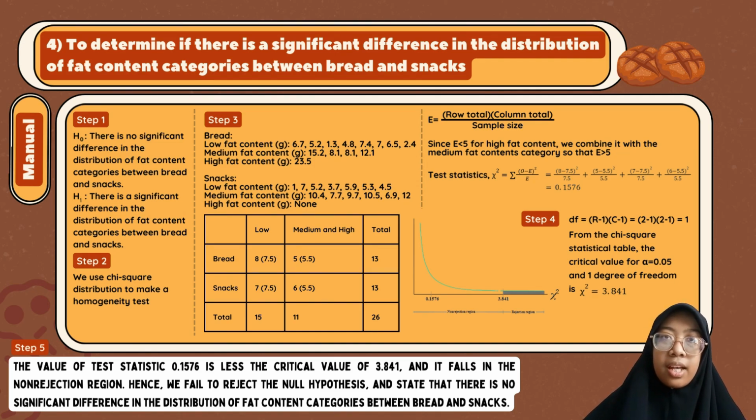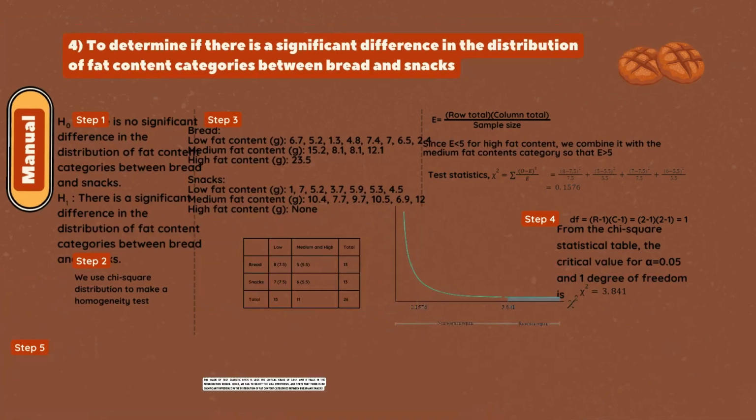So we calculate the expected frequency for all the cells, and then we compute the test statistic value using this formula, and then we compare it with the critical value with 1 degree of freedom, at an alpha significance level of 0.05, and then we get the critical value, which is 3.841. By looking at the graph, you can see that the test statistic value falls in the non-rejection region. Hence, we fail to reject the null hypothesis and state that there is no significant difference in the distribution of fat content categories between bread and snacks.